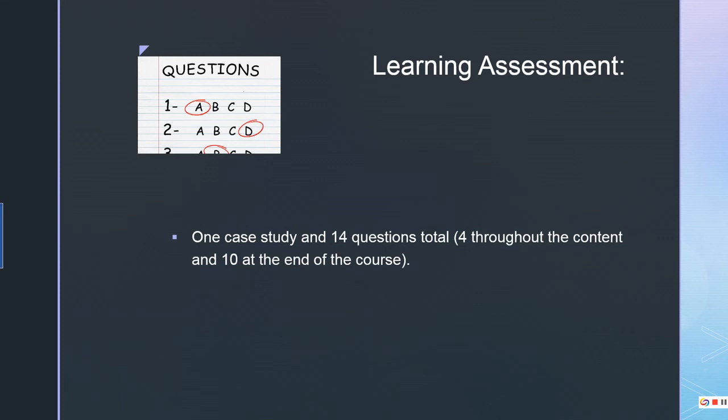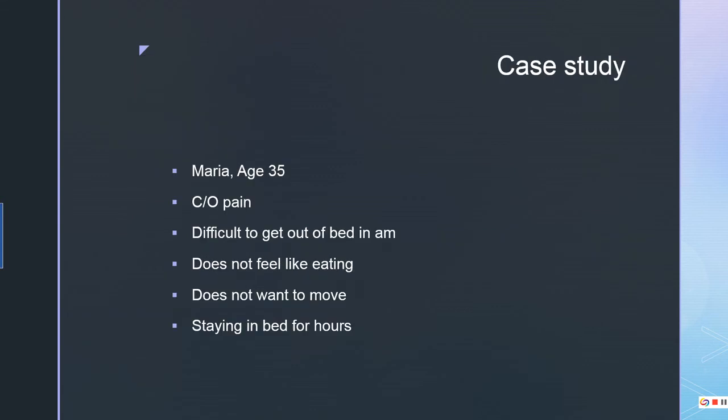Learning assessment for this course includes 1 case study and 14 questions total, 4 throughout the content and 10 at the end of the course. Let's begin with a case study.